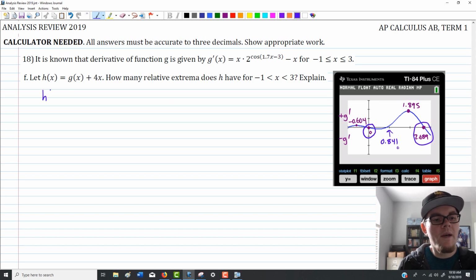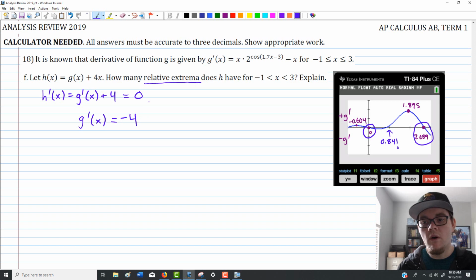So first of all, we don't know much about h, but let's do this first. h prime of x is equal to g prime of x plus 4. So from right there, if we're looking for relative extrema or potential relative extrema, we need to figure out when this is equal to 0. Would you agree? I would agree. It's the same thing though as asking, how often does g prime of x equal -4?